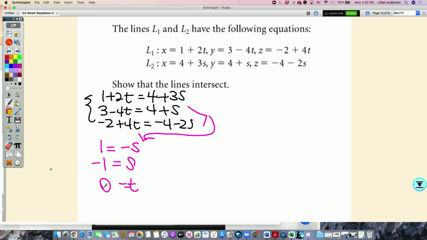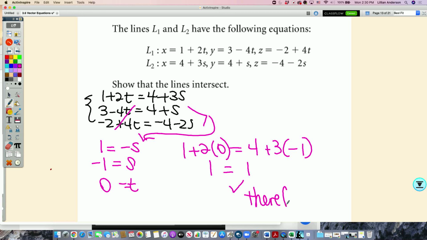Does anybody need me to work that out? Do you have to work it out for show problem? Not necessarily. I mean, you've already done this part, eliminated, solved. But you definitely want to go back in and show the plugging in part. So 1 plus 2 times 0 is equal to 4 plus 3 times negative 1. So then that'll give me 1 is equal to 1. Therefore, they intersect. Questions on intersecting lines, parallel lines, skew lines?